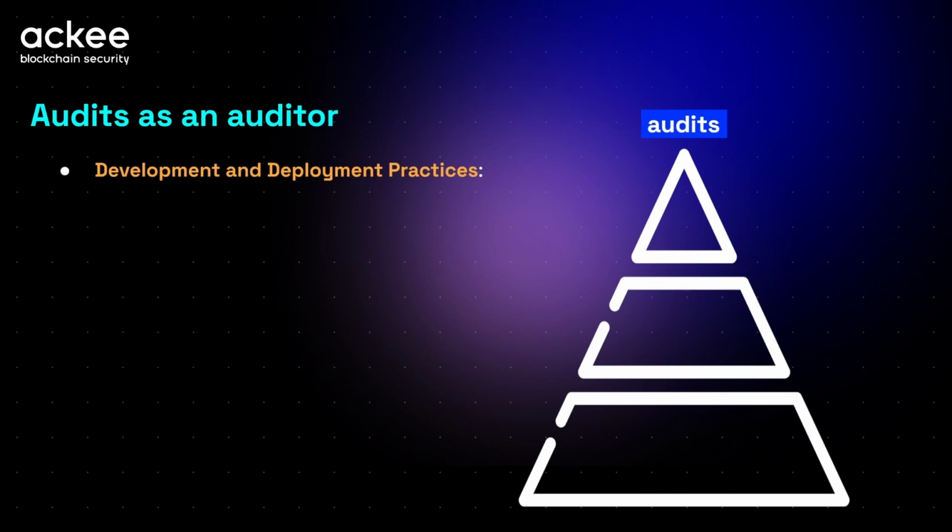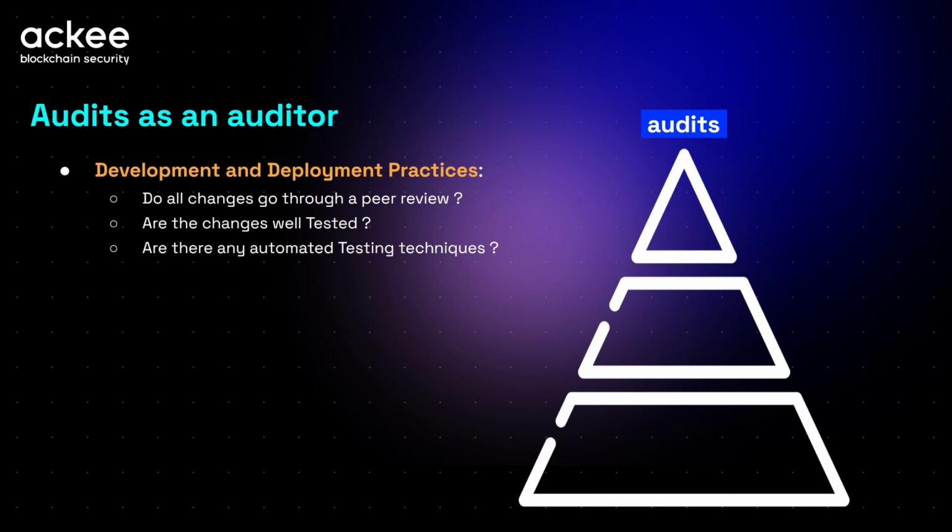What is also important to check is the development and deployment practices. So, do all changes go through a peer review? Are the changes well tested? Or even, are there any automated testing techniques? As I was talking about, for example, the fuzzing or the GitHub pipelines. Are there multiple people that review, for example, the pull request, or is it a one-man show where one developer creates the pull request and also reviews the same pull request?